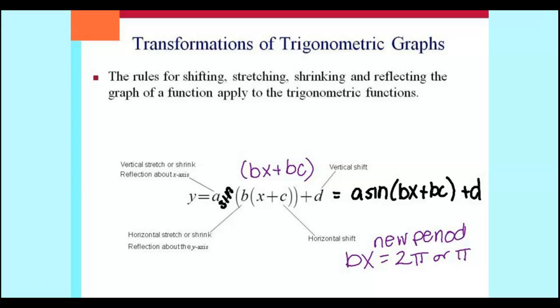So when we're trying to find the period of a trig function, you distribute that b to the x, and you set bx equal to 2 pi or pi, depending on the trig function. So 2 pi for sine, cosine, cosecant, secant, pi for tan, cotan, because they have shorter cycles to begin with.